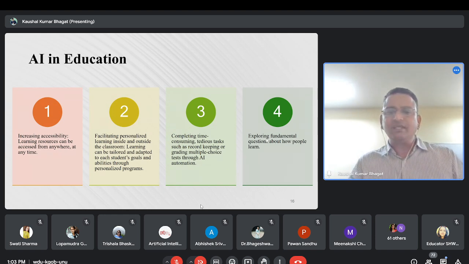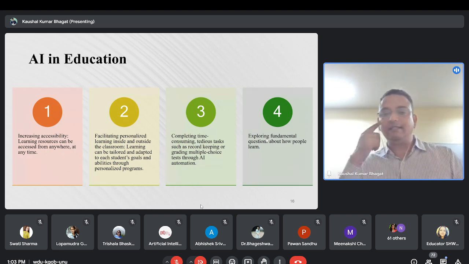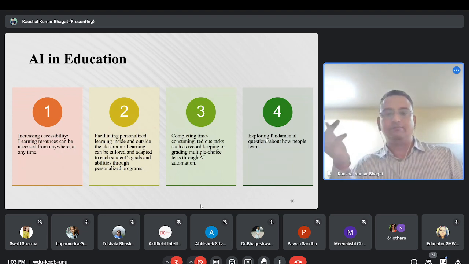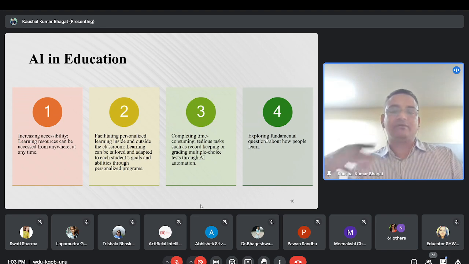Then record keeping and grading are different areas where artificial intelligence is going to help the teachers. And the last area is how the students are learning. So we can have tracking of the progress of the students, and that could also be shared with the parents, the learning progress of the student.